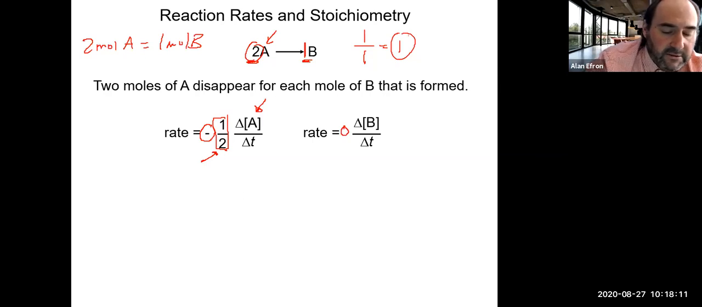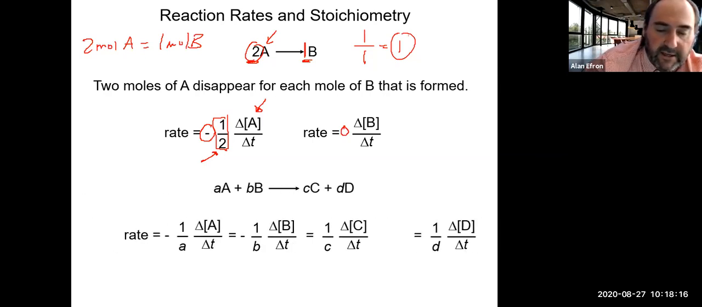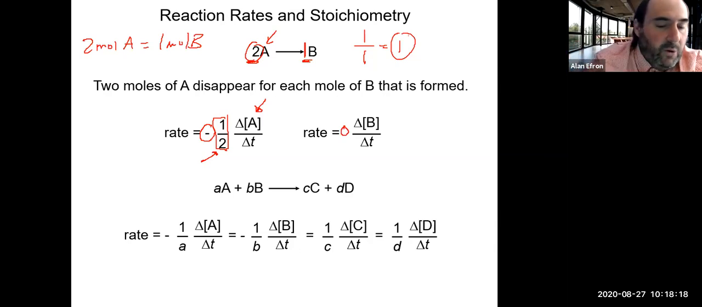So in general, this is a very handy way that you can relate what is going on in a particular reaction, as long as you know one piece of information. As long as you know how a reactant is changing with time, or how a product is changing with time, you could figure out how everybody in a particular reaction is changing.